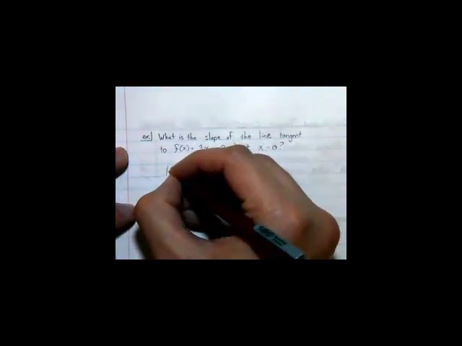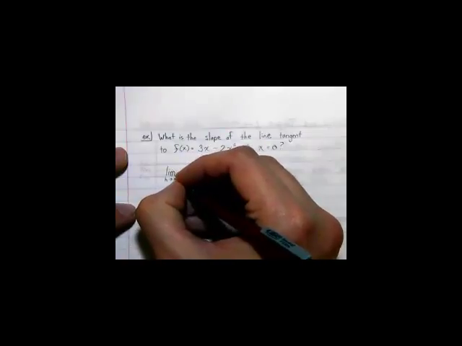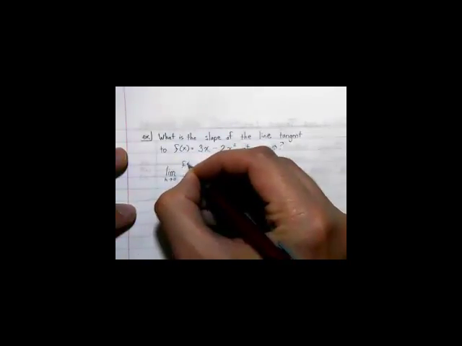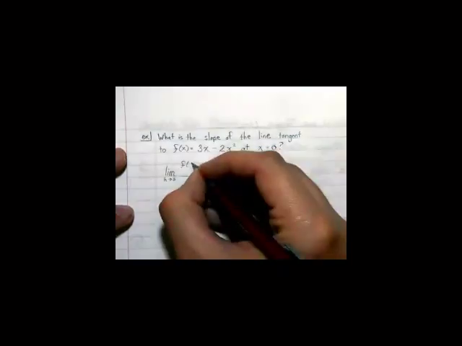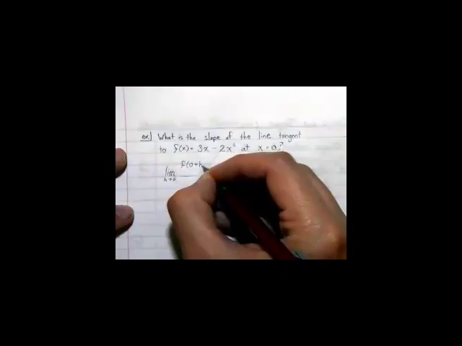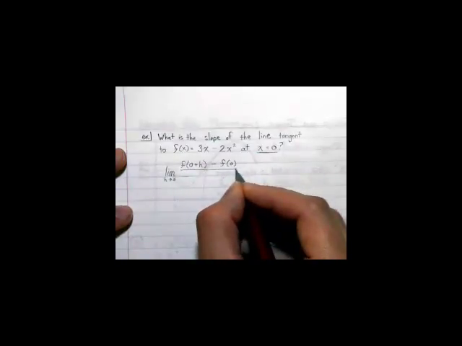Okay, so to answer this question then, I got to do that whole limit business again with h, right? So we're going to do the limit as h approaches 0 of f of, so in this case, because I want it when x is equal to 0, it's going to be 0 plus h minus f of 0 all over h.